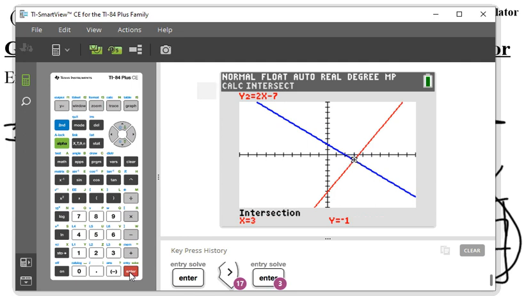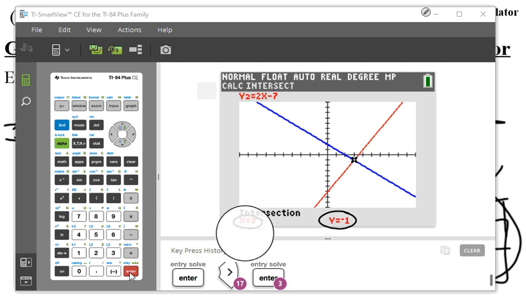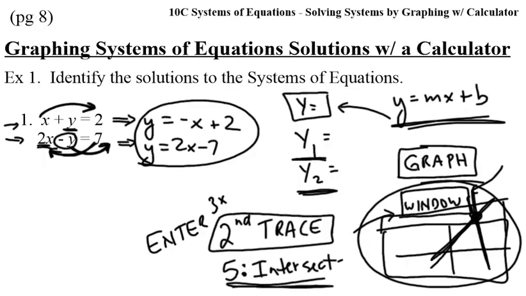And at the bottom of the screen, it tells us what our solution is. Our point of intersection is at 3, -1. So I can now go back and I can say my solution is 3, -1. 3, -1 is the solution.